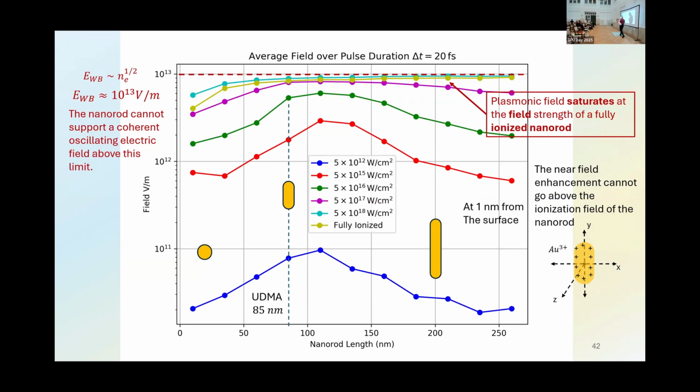Another effect here, which could be playing a role, which just happens to be around the same field strength, is called the wave breaking field, which is referred to in wakefield acceleration, which is actually a limit on if you can still have coherent electron motion given the density that's present. And if you use the electron density present around these gold nanorods, you get that the highest field you can have while still having coherent electron motion, for instance, for these oscillating nanorods, is around 10^13 volts per meter as well.